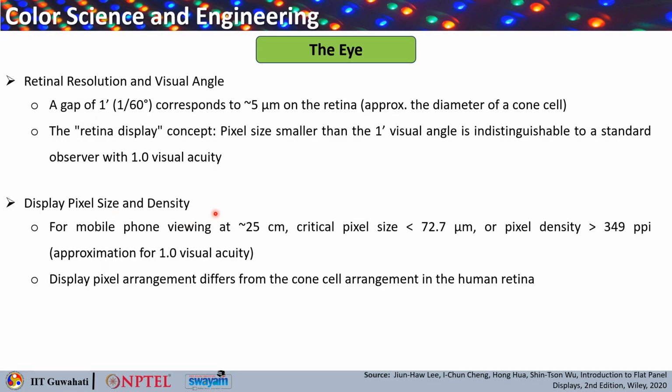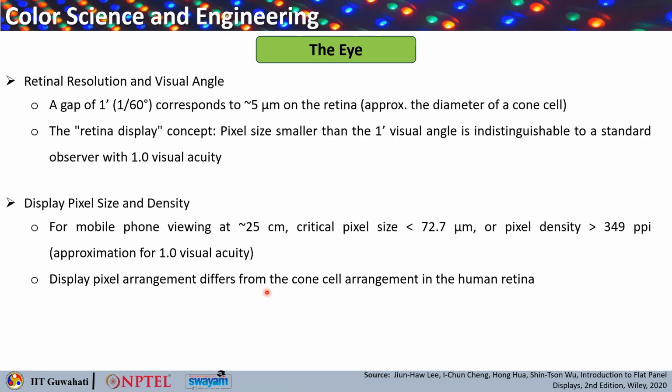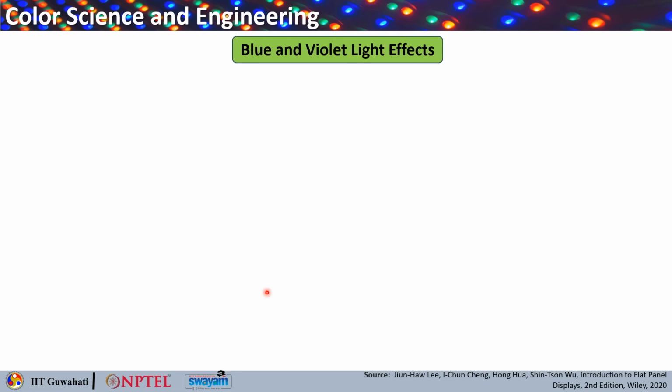So, display pixel size and density, how do you basically correlate? For mobile phone viewing at 25 centimeter, which is below 1 foot, the critical pixel size should be less than 72.7 micron, or the pixel density should be more than 349 ppi. That basically corresponds to a visual acuity of 1.0. So, this is how the normal requirement of a mobile display is fixed. Display pixel arrangement basically differs from the cone cell arrangement in the human retina, obviously.